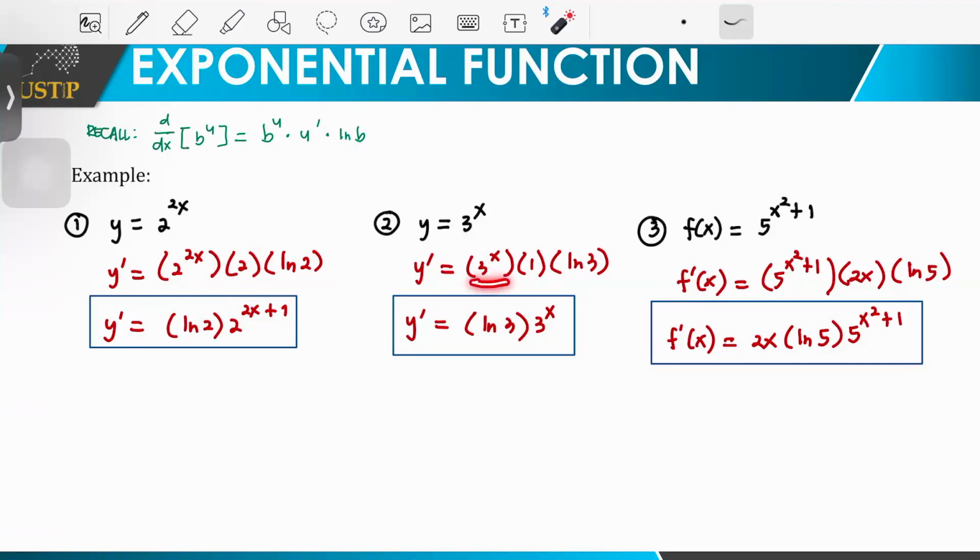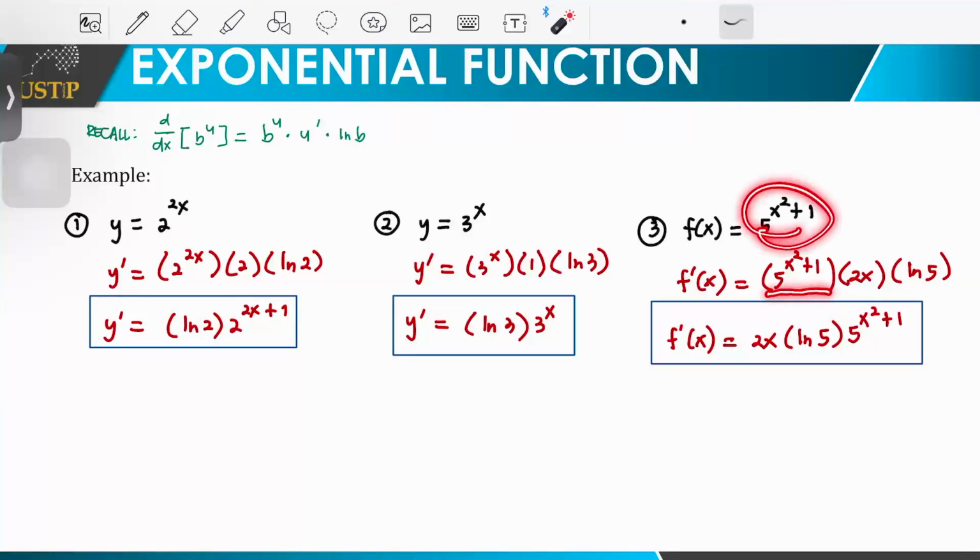Okay, let's go to y is equal to 3 to the x. Okay, copy 3 to the x. Get the derivative of x, which is 1. And then, ln of this base, 3. So, you will get ln 3 times 3 to the x.